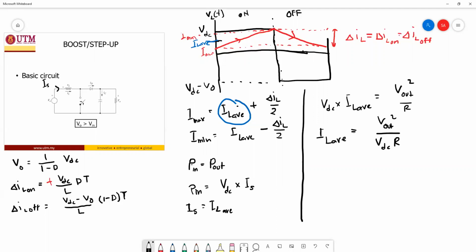Or in other words, if we expand this, it becomes VDC squared over VDC (1 minus D) squared R. We can write this down because we cancel out, so we will have IL average equal to VDC over (1 minus D) squared R. So this is your IL average.